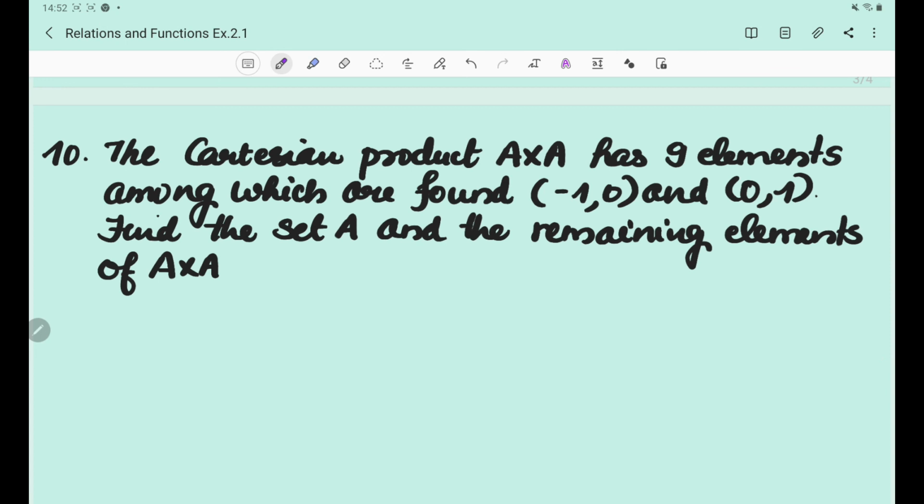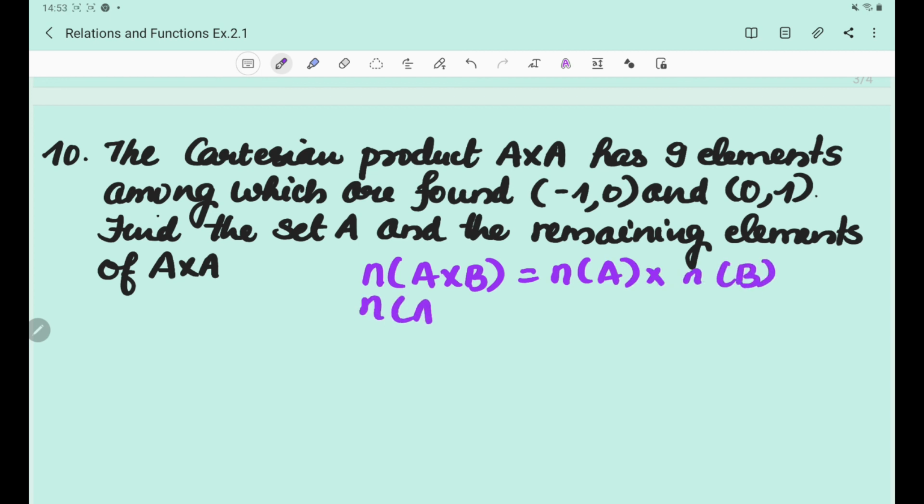So now let's discuss the 10th problem. The Cartesian product A cross A has 9 elements, among which are found (-1, 0) and (0, 1). Find the set A and the remaining elements of A cross A. So we already know that the number of elements of the Cartesian product of two sets A and B is given by n of A cross B equals n of A into n of B. In this case, it would be n of A cross A, and it is already given that it is 9, which is equal to n of A into n of A.